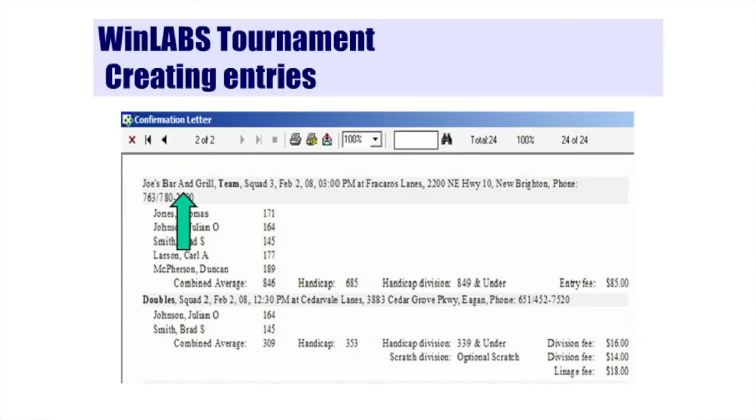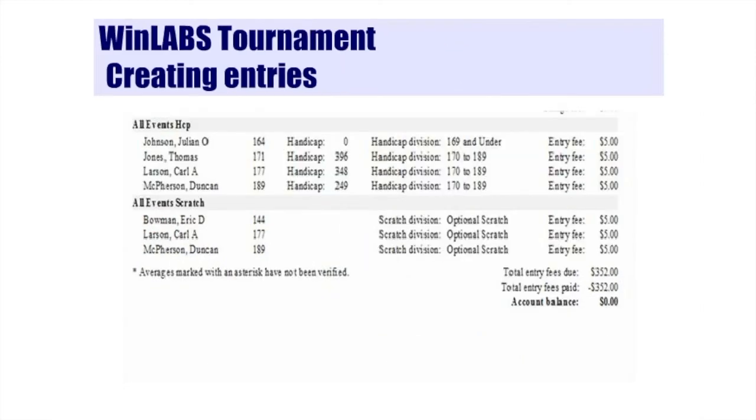Here we are displaying the second page of our confirmation letter. Check out the team squad information and the center contact information for the team event. Also check the team handicap and the team division. We have scrolled down to the bottom of the confirmation page. Here, check the double squad information, center contact information, divisions and handicaps, just as you did the team event. Check the all event selections as well. Lastly, check the financials. This confirmation letter is also a receipt to the team captain.